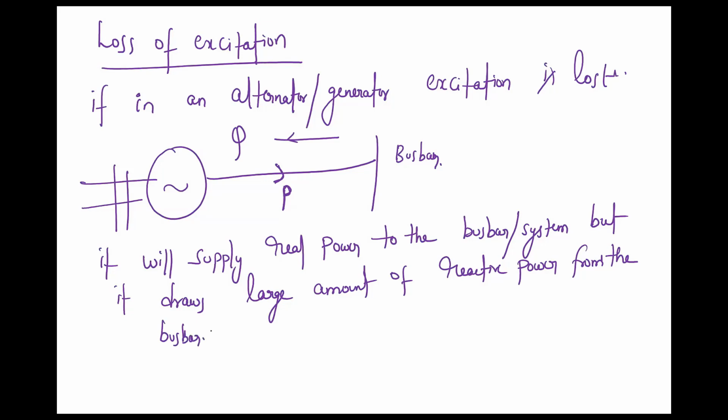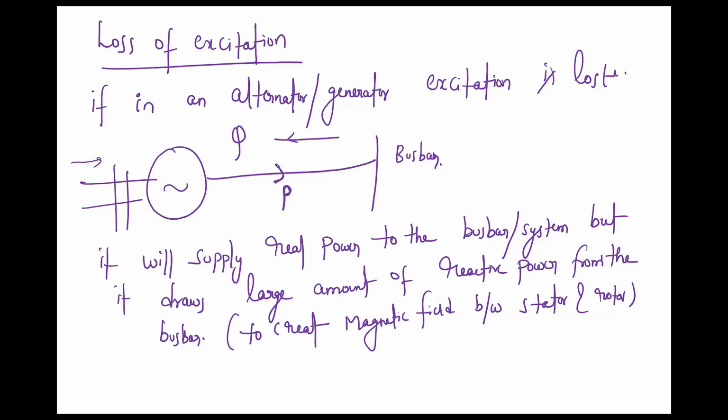Okay, it will supply some small to medium amount of real power to the bus bar because the prime mover is intact. But however, it will draw huge amount of reactive power to establish the magnetic field between the stator and rotor, because now no magnetic field is there. Why? Exciter is lost. So in order to create that magnetic field between stator and rotor, it will draw huge amount of reactive power from the bus bar.